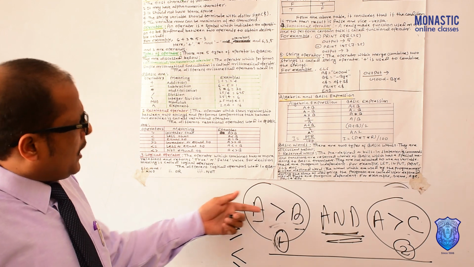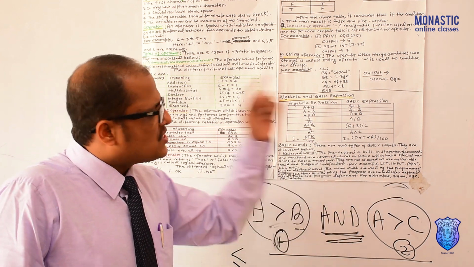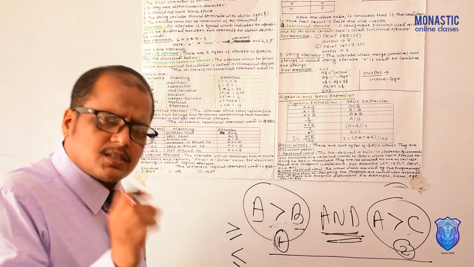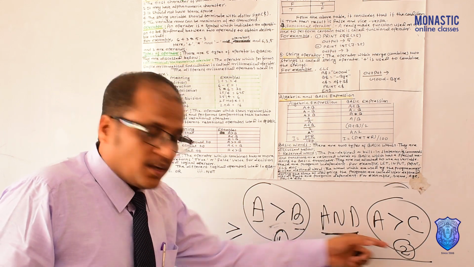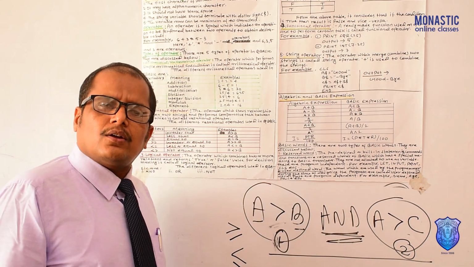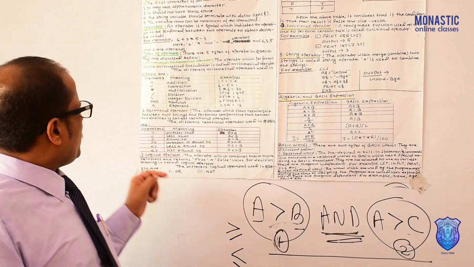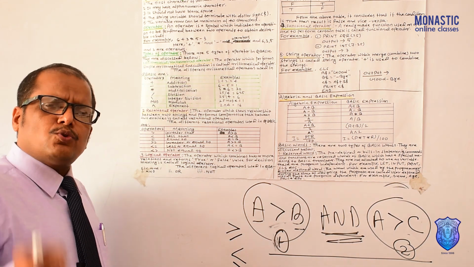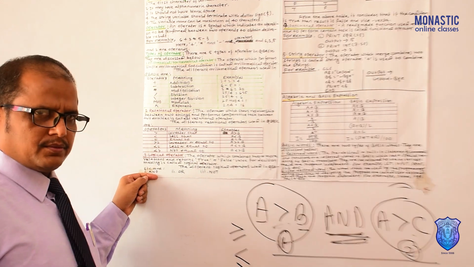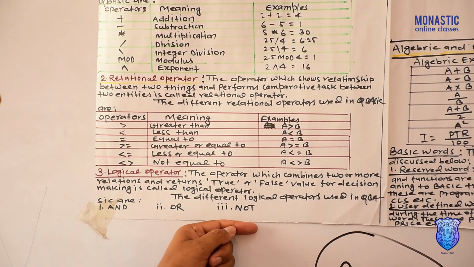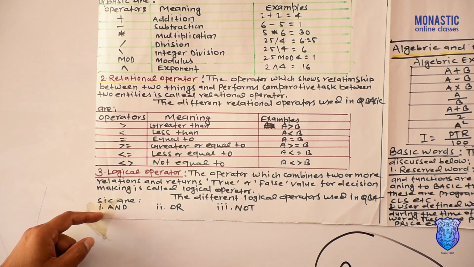The values of A, B, and C are given there. On the basis of the values of A, B, and C, it produces a logical answer, either yes or no, or true or false. The different logical operators used in QBASIC are number one, AND operator, OR operator, and NOT operator. Now let me discuss all of these.